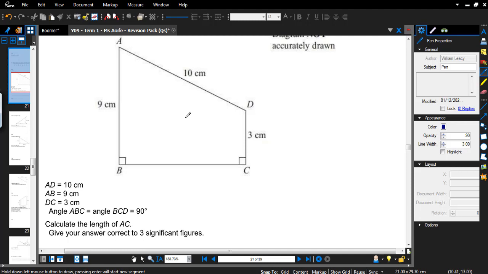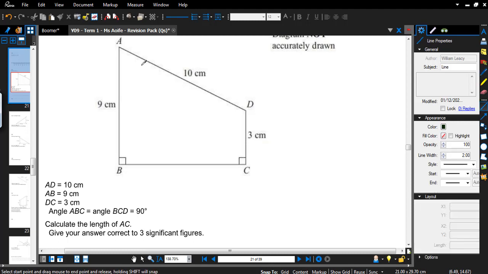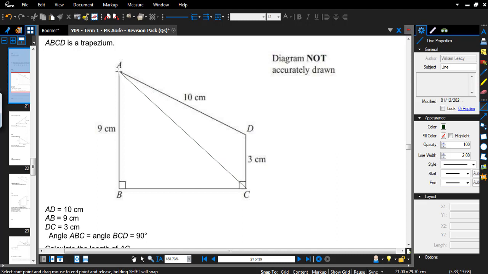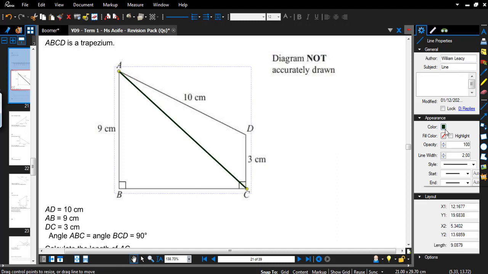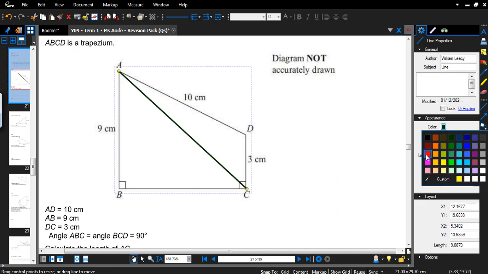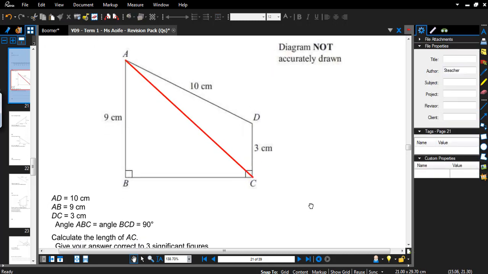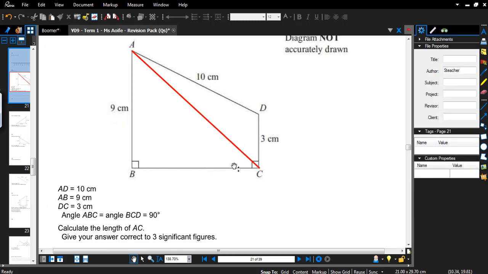We need to calculate the length of AC. So AC is that length. So we need to calculate that length, basically. Cool. So how would we do that? Well, if we got this bottom length and we have the vertical length, we can find AC. So we need to figure out this bottom length. Right, how are we going to do that?